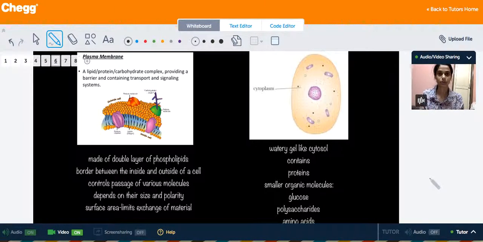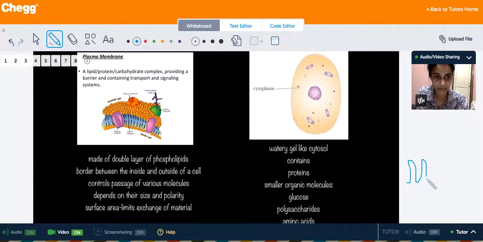Smaller non-polar molecules are able to enter the cell directly through the phospholipid layer, but larger polar molecules often need to enter the cell through specialized channels, for example. Also, the surface area is what limits the exchange of material across the cell membrane. So, for example, in the intestines, the cells have long finger-like projections that look kind of like this. I'm just going to draw it for you here on the side.